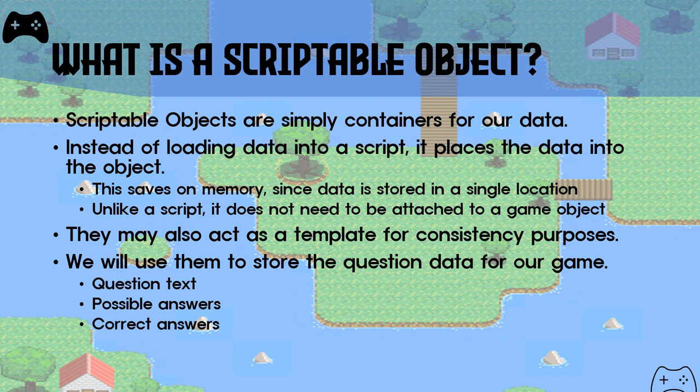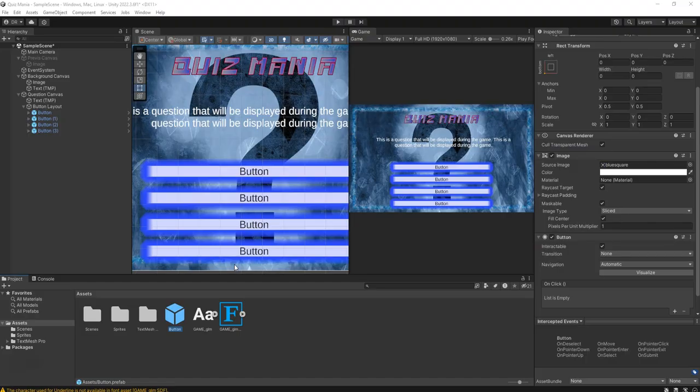And so what is the scriptable object going to have? Well, it's going to have the question text, it's going to contain the possible answers, and it's going to have the correct answers.